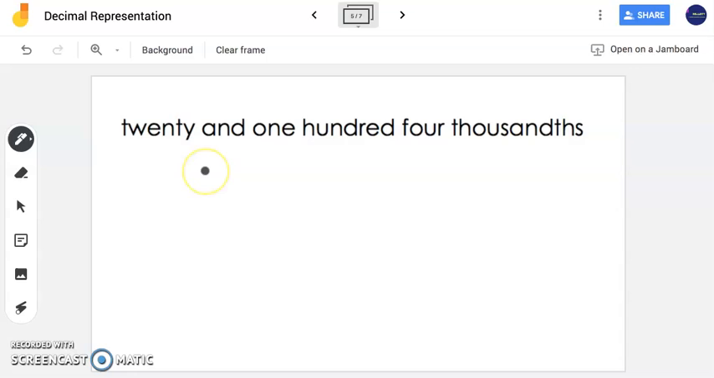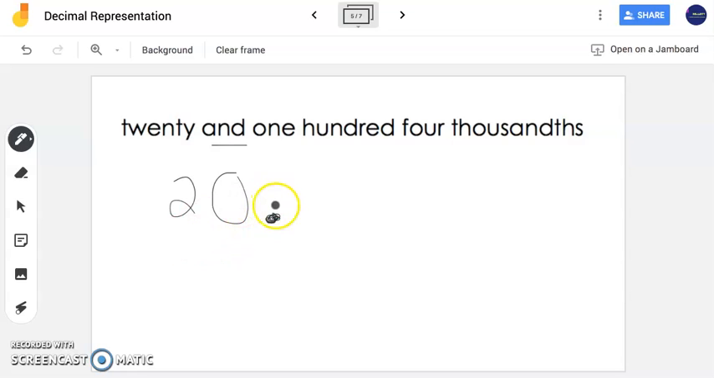Here I have another number written in word form, and our goal is to write this in standard form. We have 20 and 104 thousandths. So just like the previous problem, I have 20 and, which is telling me I need to show a decimal point because I have a whole number and I have a piece of a whole.